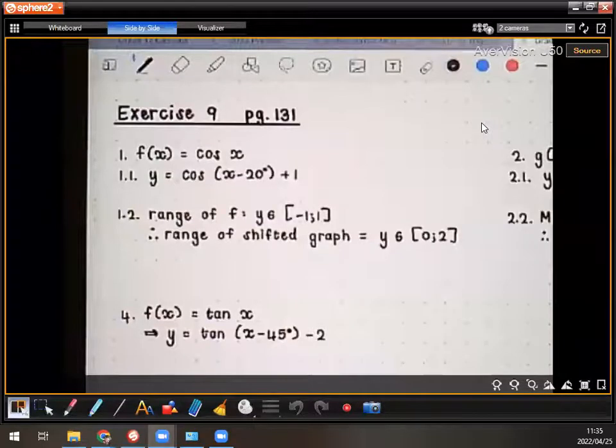Okay, so exercise 9 is the exercise where they gave you the basic graph formula and they said, now this graph is being shifted in a certain way. And one is the equation. All right, so for the first one, they said, now give the equation if f, which was cos x, is shifted 20 degrees to the right. Remember, if it's to the right, then we do an x minus and 1 unit up.